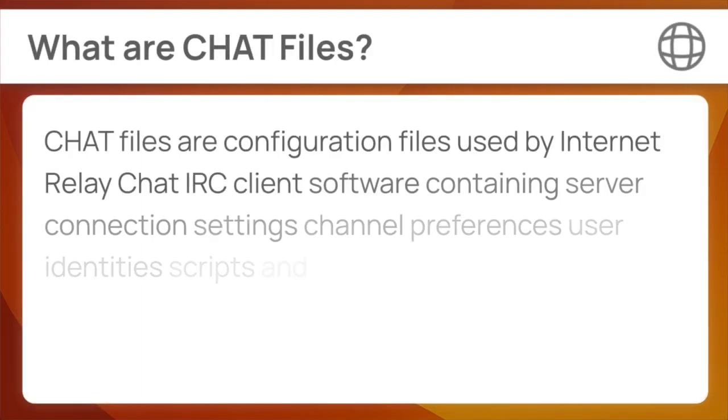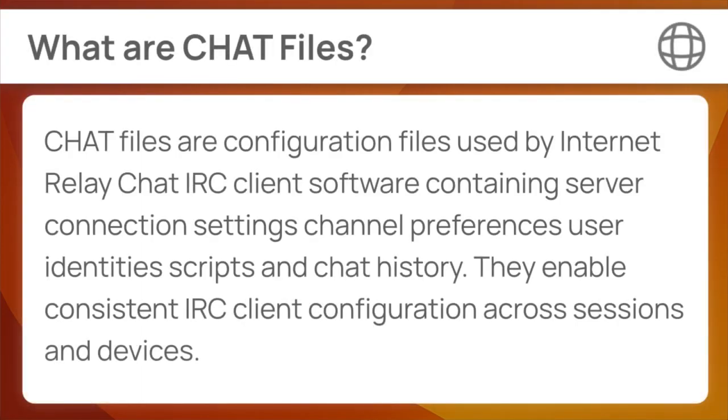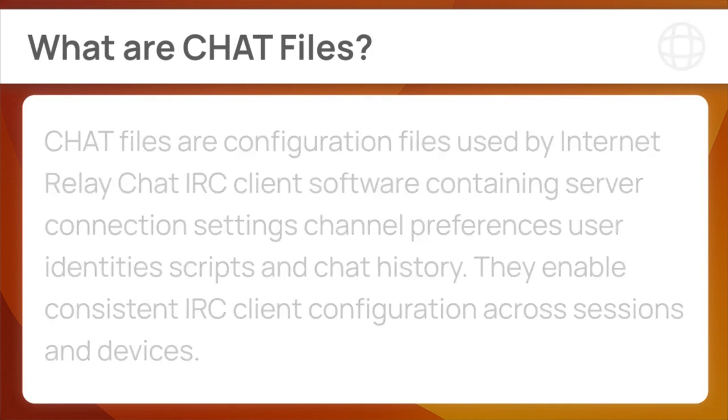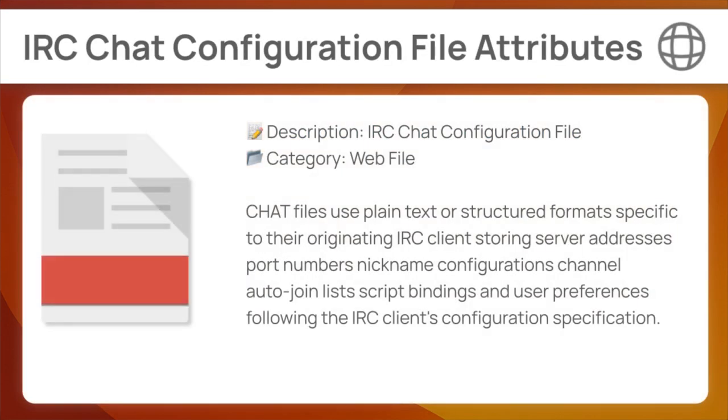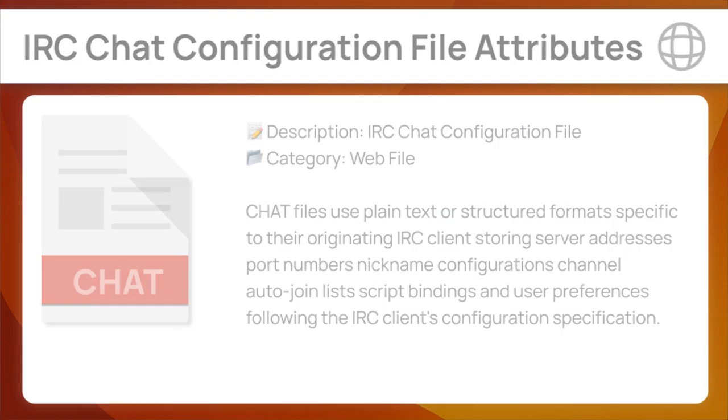CHAT files are configuration files used by Internet Relay Chat IRC Client software, containing server connection settings, channel preferences, user identities, scripts, and chat history. They enable consistent IRC client configuration across sessions and devices. CHAT files use plain text or structured formats specific to their originating IRC client, storing server addresses, port numbers, nickname configurations, channel auto-join lists, script bindings, and user preferences, following the IRC client's configuration specification.